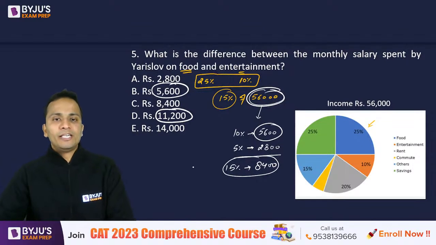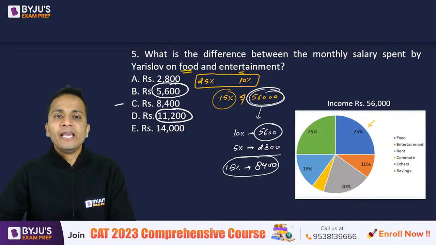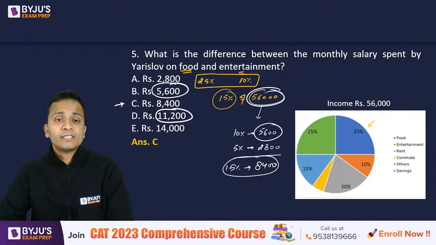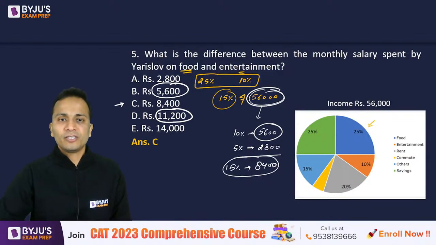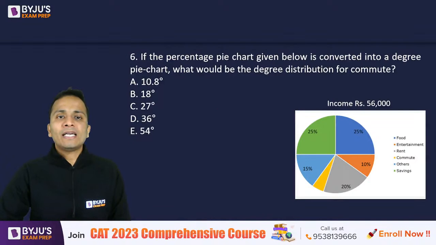Okay. All right. So 15%, that is 8400. Option C is the correct answer for this question. Okay. Let's move on and look at the next question.